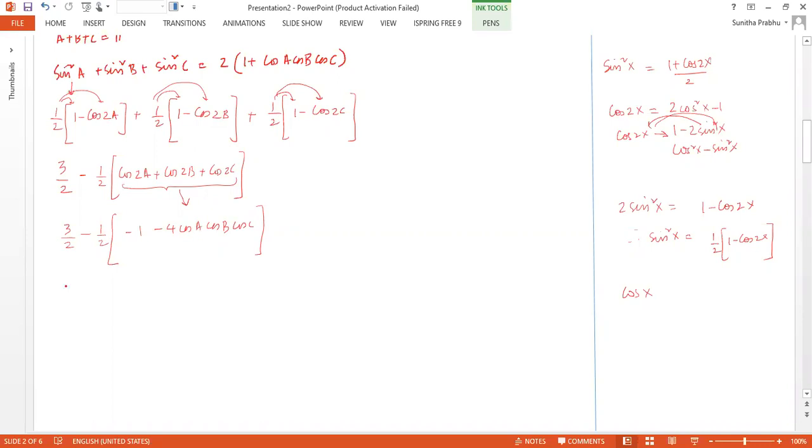Then here now you open the bracket: 3 by 2 plus half, correct? And this will be 4 by 2 is 2 cos A cos B cos C. 3 by 2 plus half is 4 by 2, which is 2. So 2 plus 2 cos A cos B cos C, or 2 into 1 plus cos A cos B cos C. So we have verified that the last numerical, the proving part, was wrong. Because we got this right, it had to be minus 1 only. Very good.